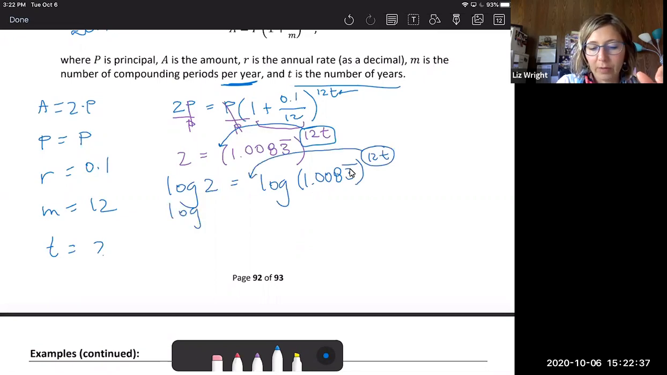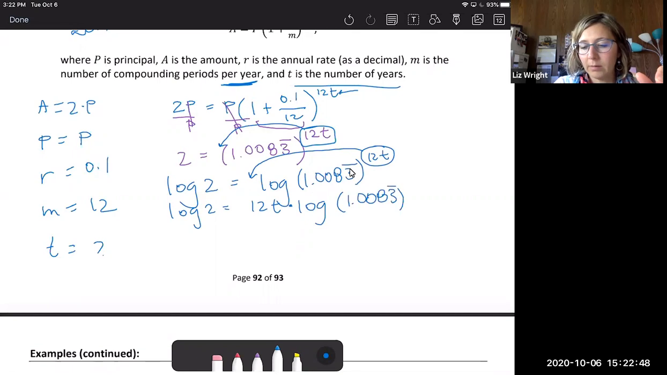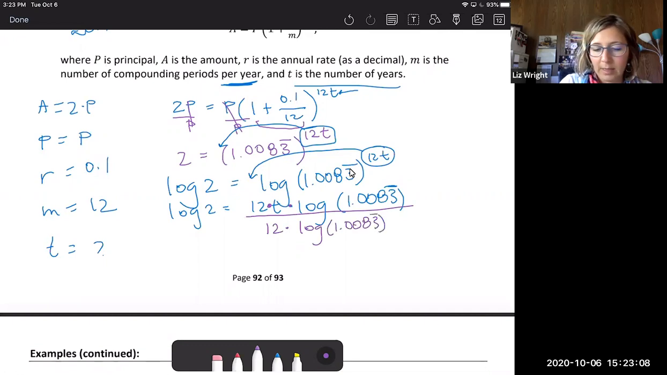So then I'm going to have log of 2 equals 12t times log of 1.0083 repeating. And I want to solve for t. So how do I undo all this multiplication that's in between t and these other numbers? You divide. So we're going to divide both sides by 12 times log of 1.0083 repeating.